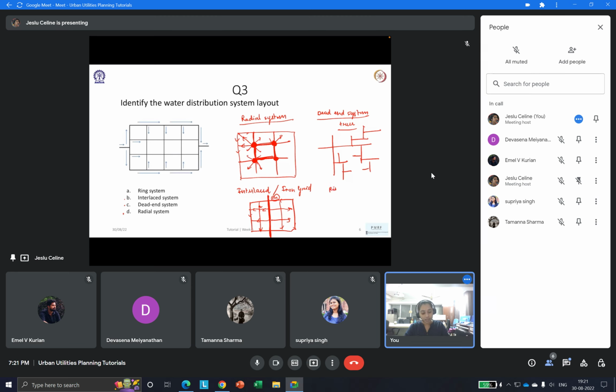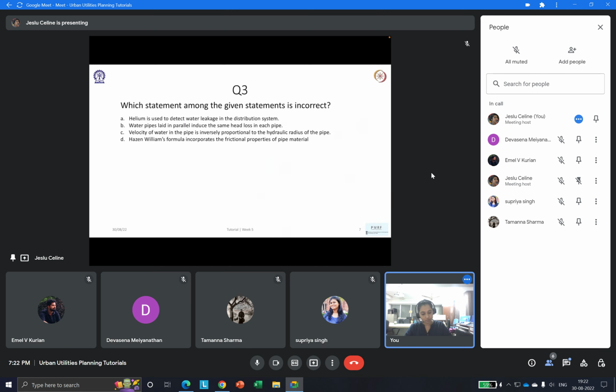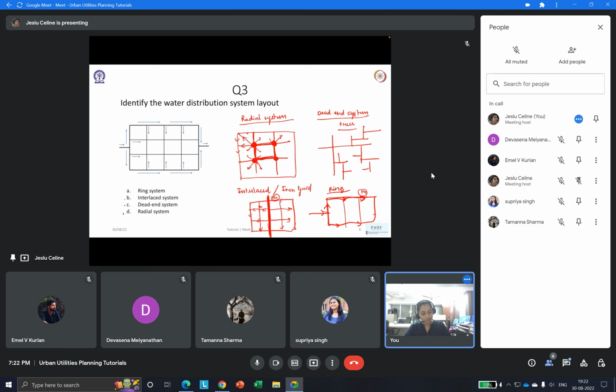And then we have the ring system. In the interlaced form, the center one is the main. In the ring system, you have the borders as the main. Through the border runs the main pipe, and then there are interlinkages which take the water from the main to the residences inside.